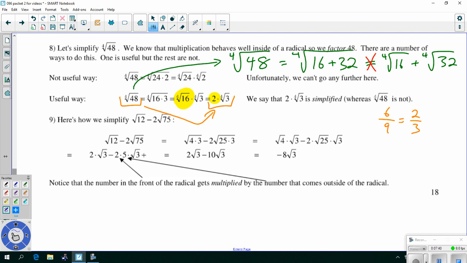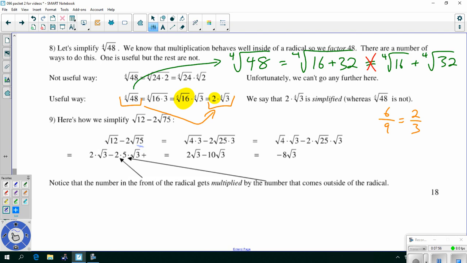What is it in that list? It's 4. So that means that you rewrite 12 as 4 times something, in this case 4 times 3. Same game with the 75. Look for a number in the perfect squares list that goes into 75. Don't just factor 75 willy-nilly.